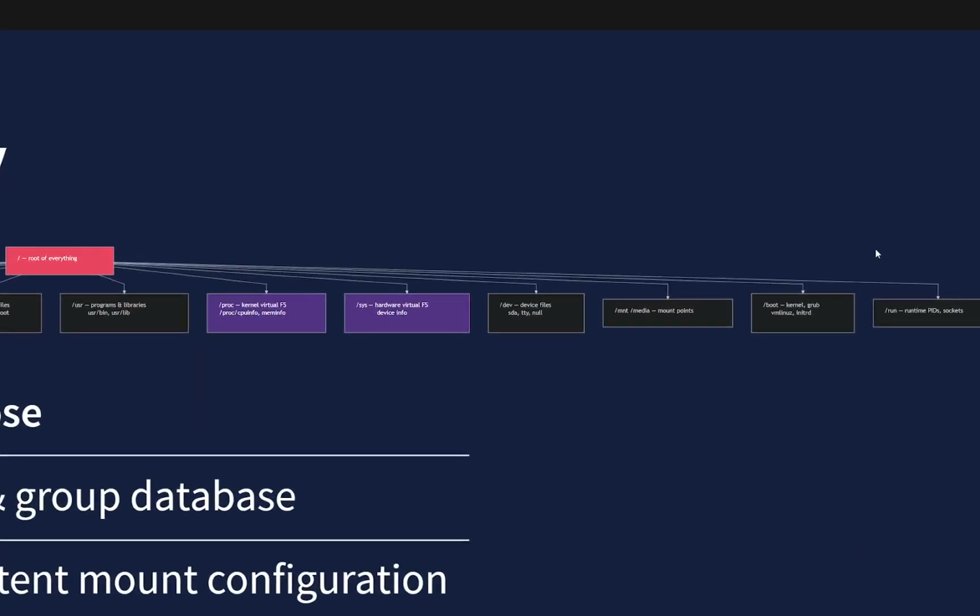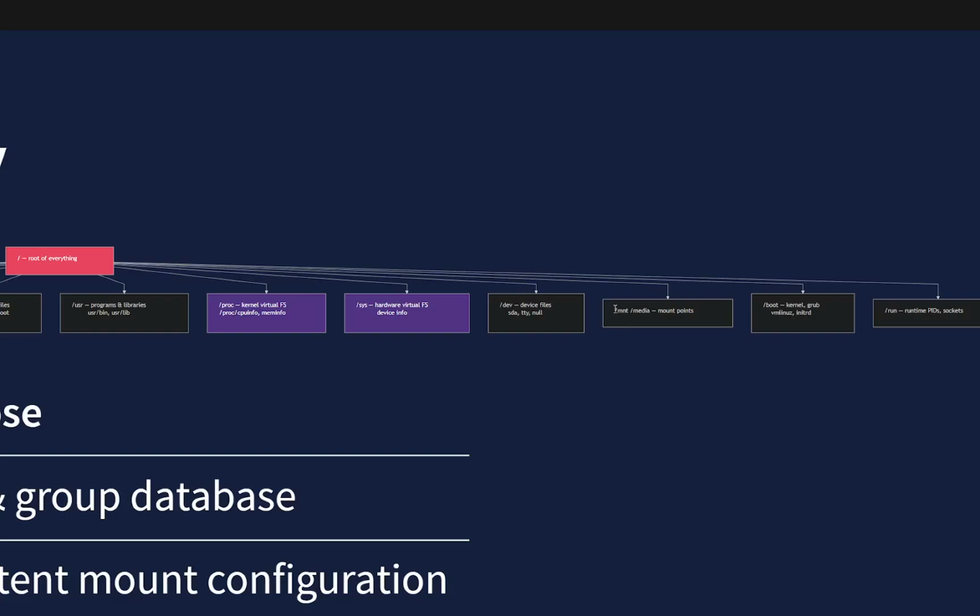Now the virtual file systems. /proc is a kernel-provided virtual file system. It doesn't exist on disk. Reading /proc/cpuinfo or /proc/meminfo is reading kernel data structures directly. /sys is similar. It exposes hardware and driver information. /dev contains device files. /dev/sda is your first disk. /dev/null discards everything written to it.